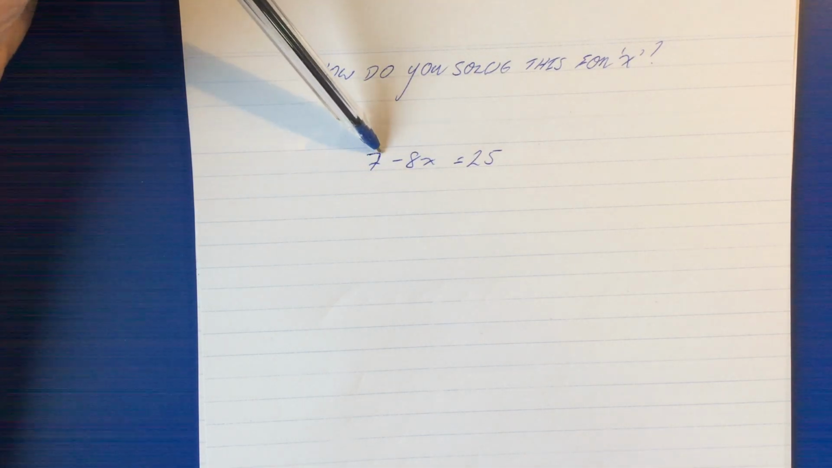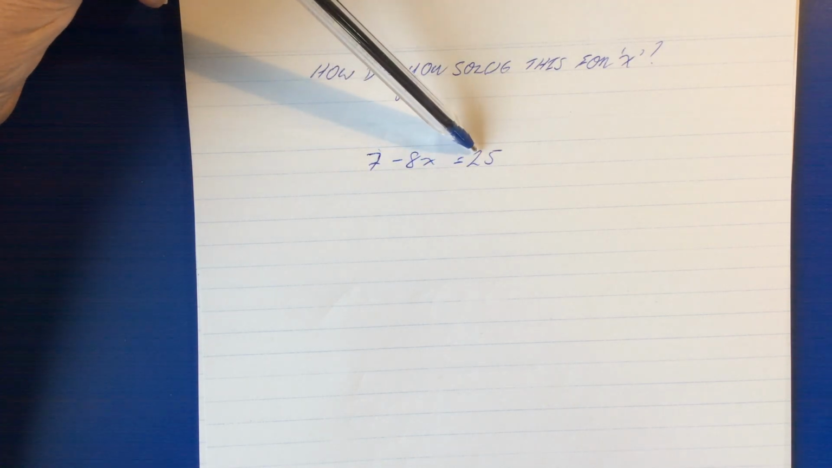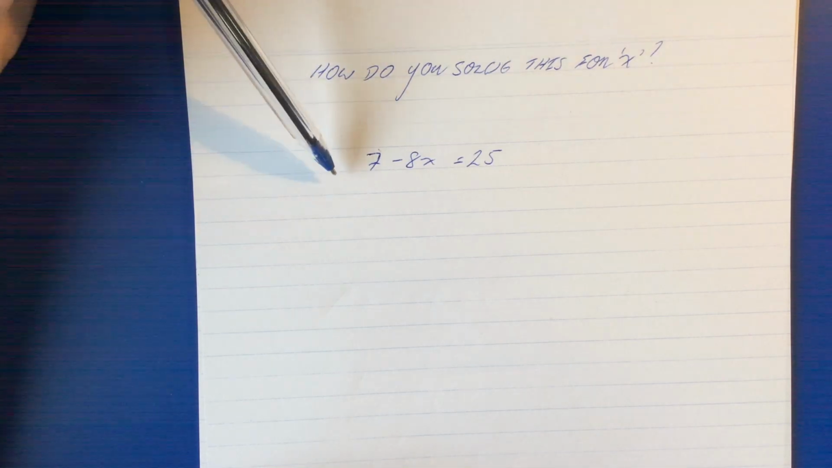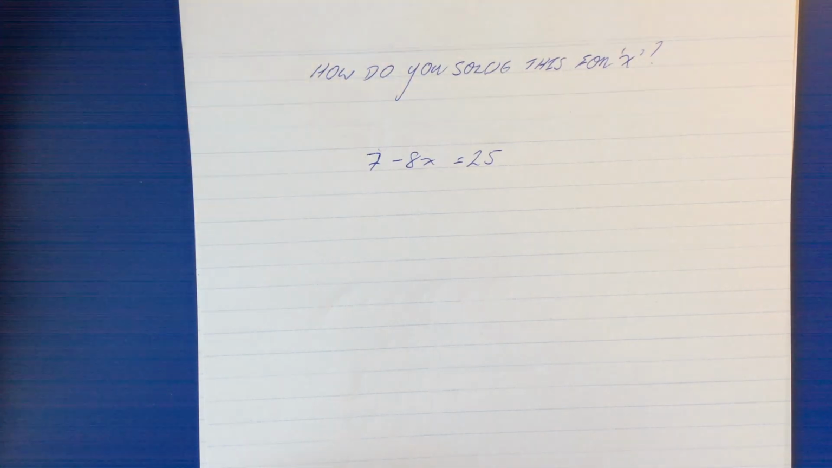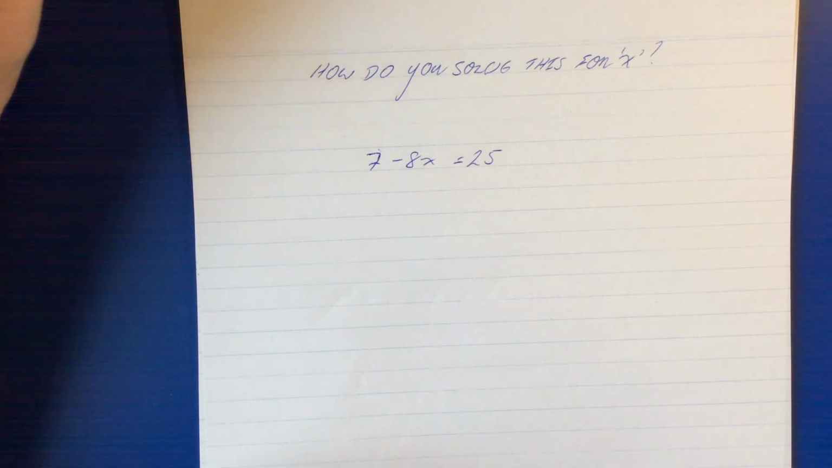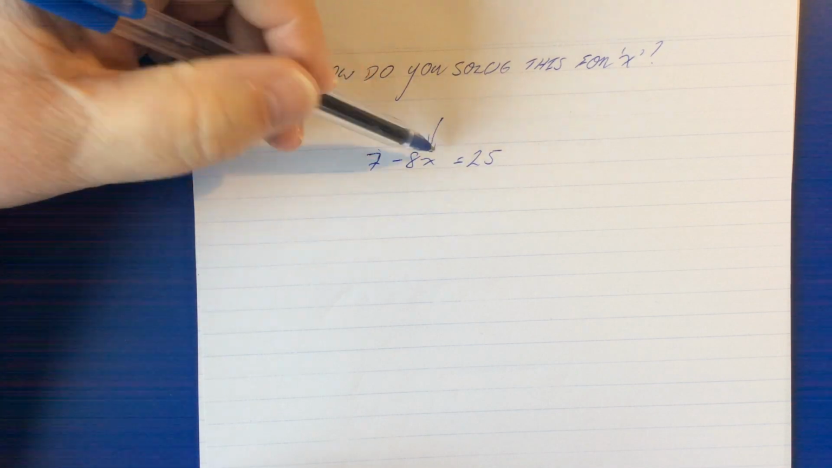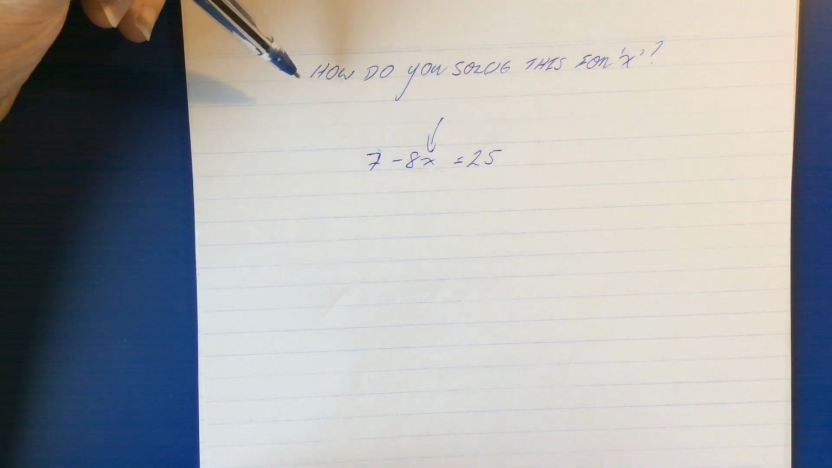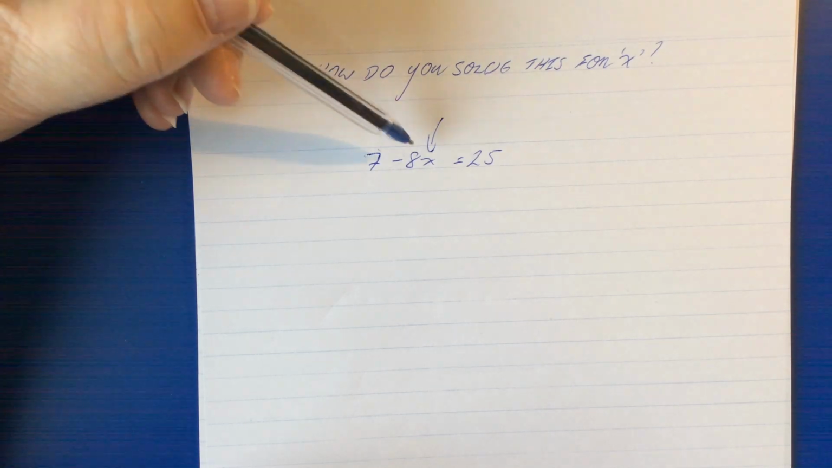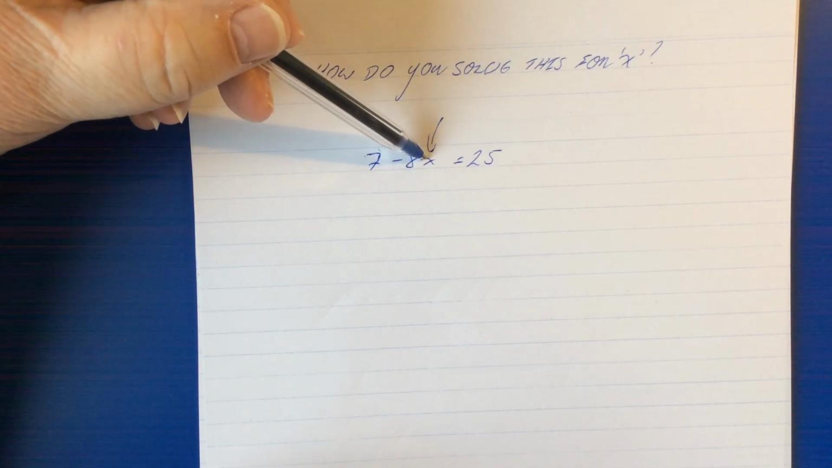Okay, so here we have 7 minus 8x equals 25. We have to solve this for x. What do we do? What do we move? How do we do that? All of those questions. Well, our aim is to get x on its own. So what's in our way? 7 and the negative 8, which is multiplying x.